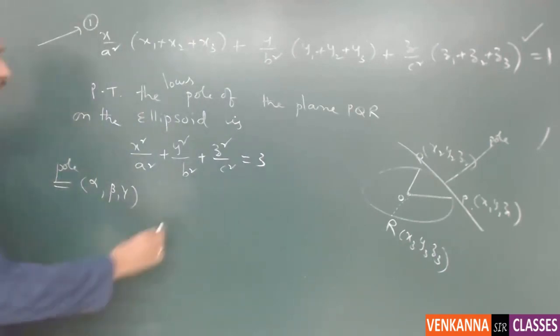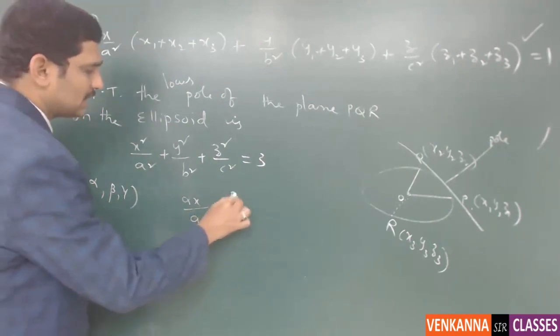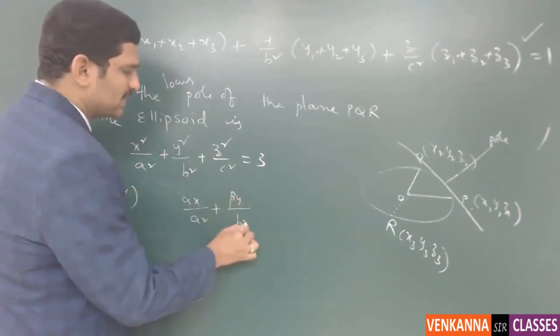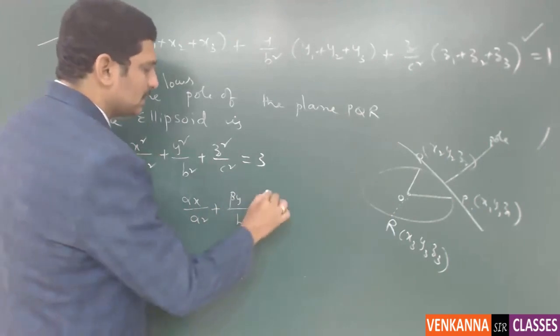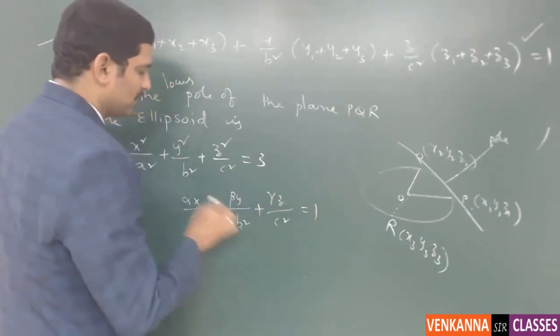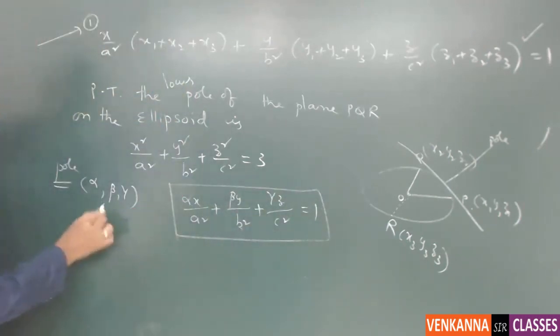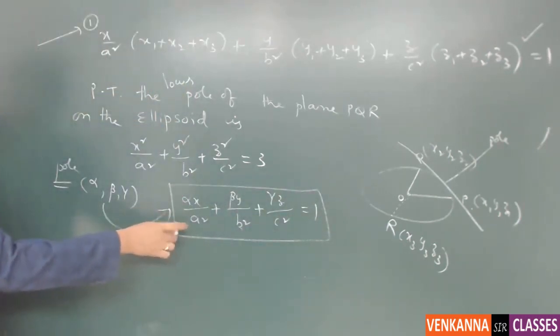It is nothing but alpha x by a square plus beta y by b square plus gamma z by c square is equal to 1. This is the equation of the plane having the pole. You can call it a polar plane.